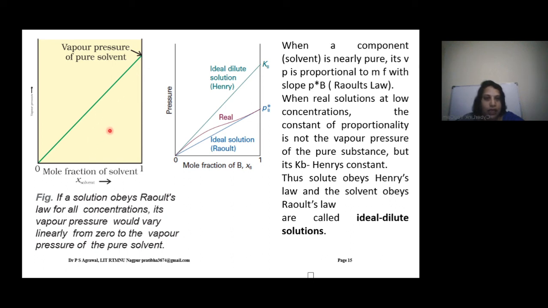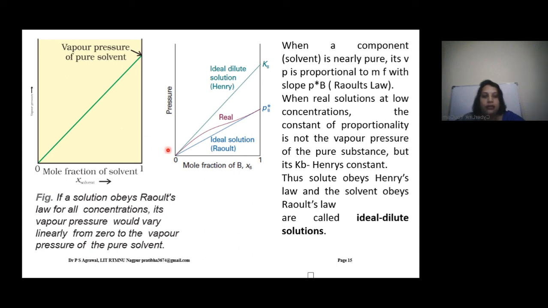What I mean to say is that the decrease in vapor pressure of the solvent depends on the quantity of solute added, not on the nature. In both situations, sucrose and urea, we are adding 1 mole. That's why the decrease will be the same.